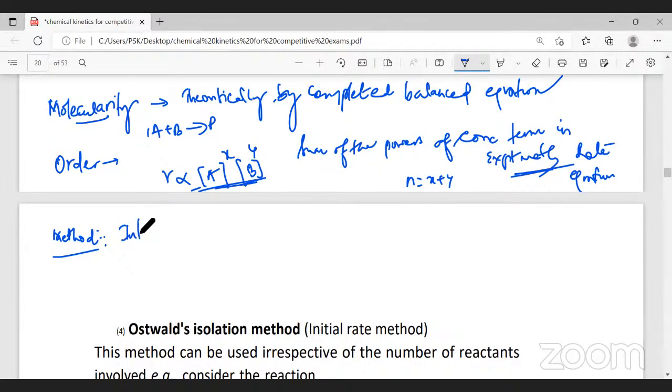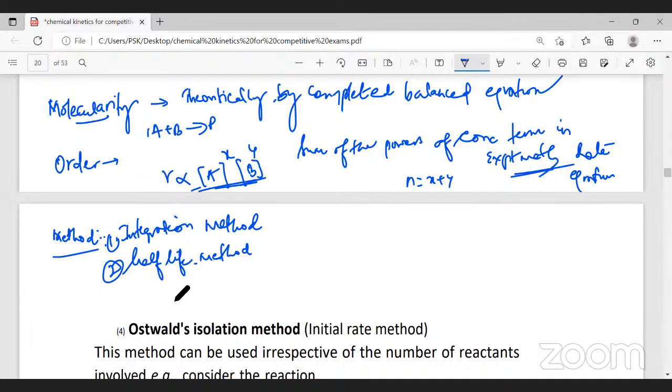The first one is the integrated method. Integration is a mathematical concept. Integration method, the first method of determining the order. Second is the half-life period method. What is half-life period? We are going to learn. Third is the graphical method. And the fourth is called Ostwald's isolation method. So with 4 methods we can determine the order of the reaction.